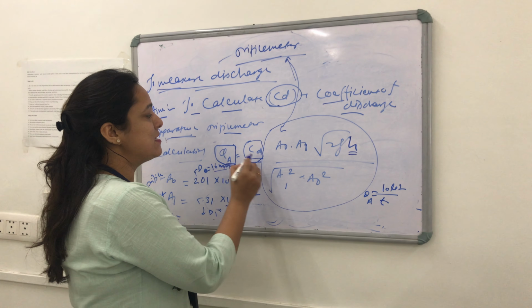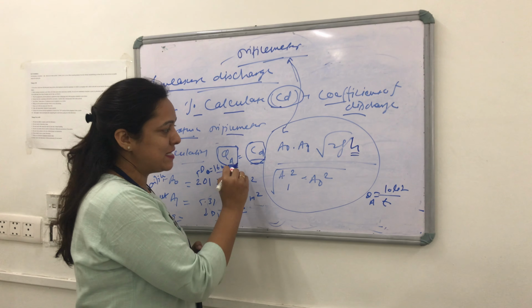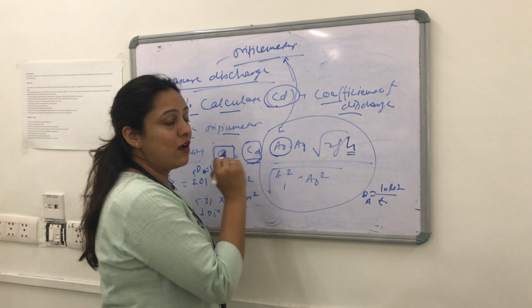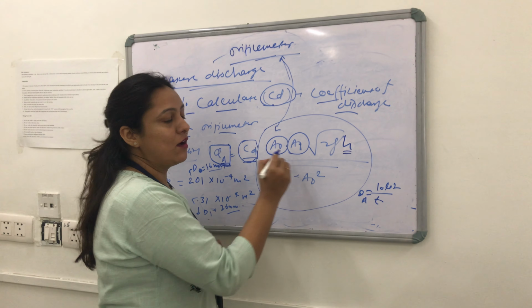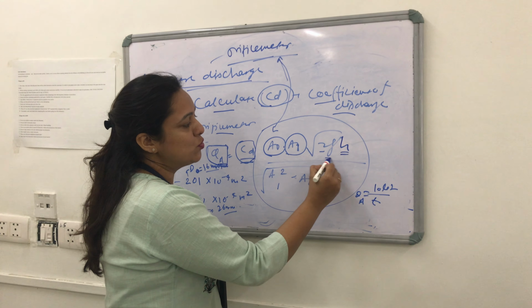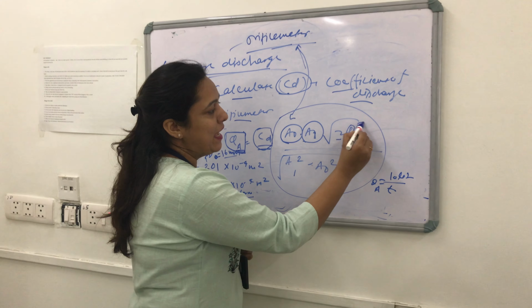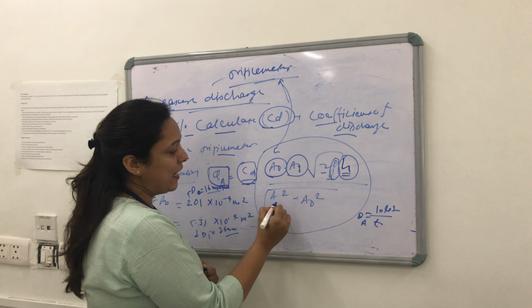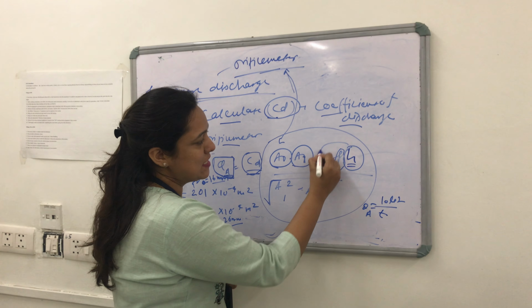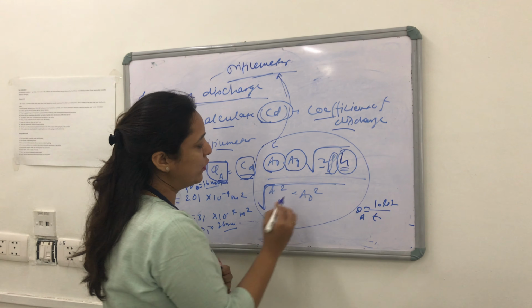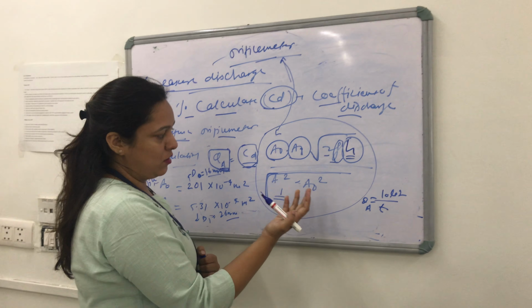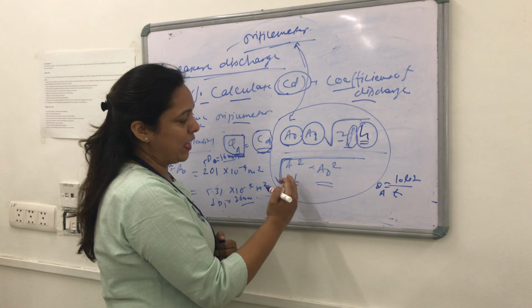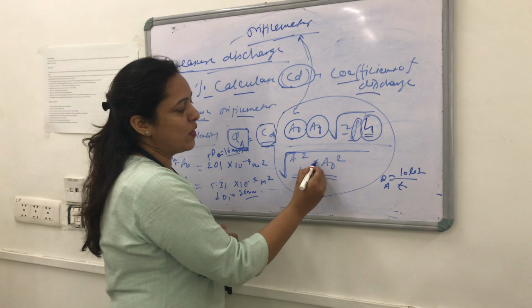So actual discharge is given by coefficient of discharge CD into area of orifice, area of inlet, 2 into G. G is acceleration due to gravity. H, the height, is the difference in the height of the mercury that we have obtained. Again under root of, so basically this is again under root and this is again under root: under root of area of the inlet and area of the orifice, so A1 squared minus A0 squared. Now as we know, we have only obtained the value of H. So what about the other values?